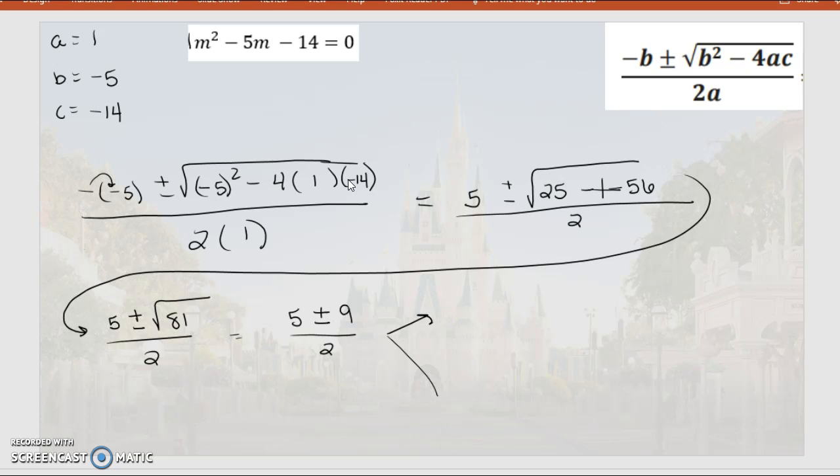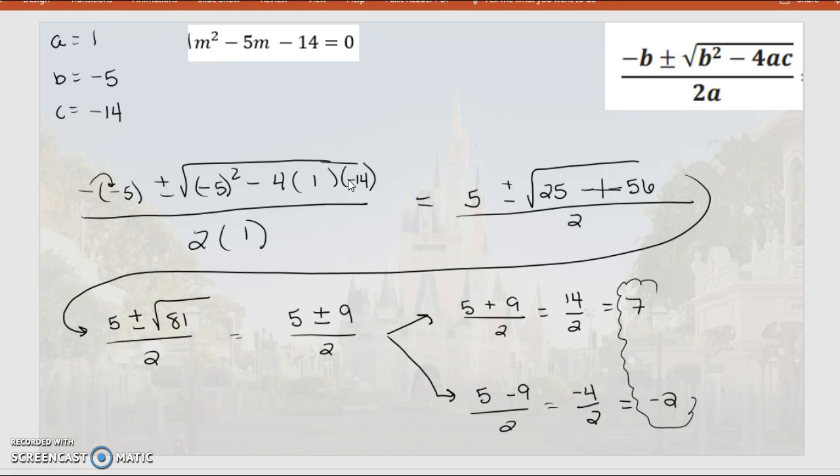So we're going to break this into two equations. We have 5 plus 9 over 2, and we have 5 minus 9 over 2. 5 plus 9 is 14. 14 divided by 2 is 7. 5 minus 9 is -4 over 2, and that is -2. So our x is going to be 7 or -2. These are a lot better answers than those first ones, huh?